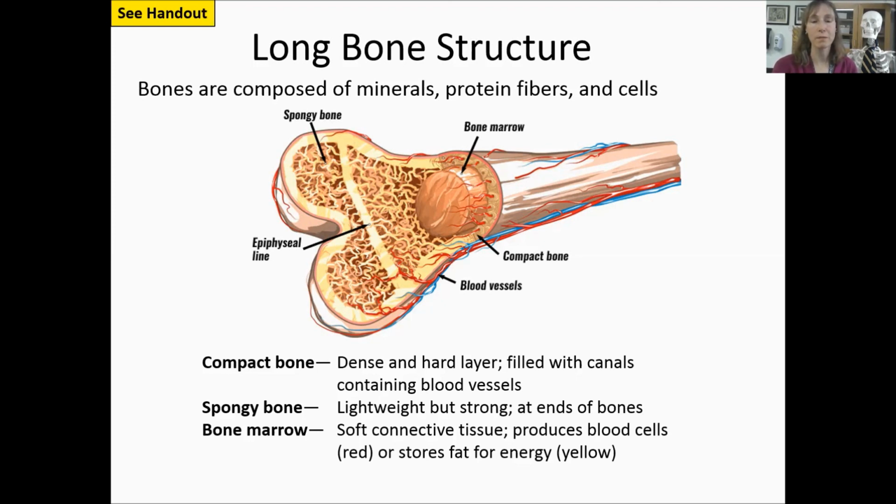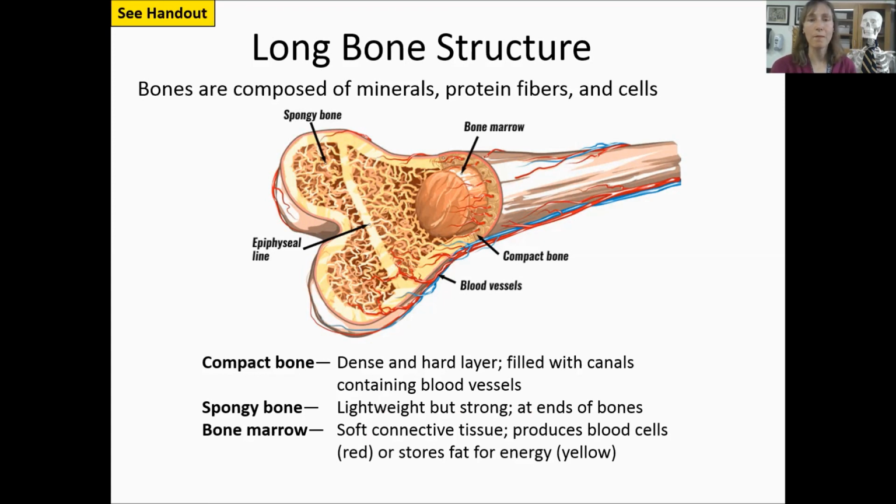A long bone just means a bone that's longer than it is wide. So anyone that reminds you of what a cartoon dog is holding is a long bone. So the spongy bone is mainly at the ends of the bone. In the center of the bone is the bone marrow, and this is a very soft connective tissue.